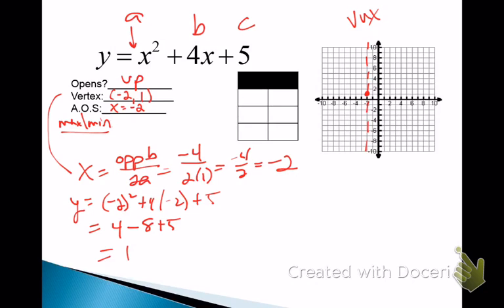And then we need the maximum or the minimum value. Well, since the parabola is opening up, it's going to be a minimum value, and the minimum value is y equals 1. So the minimum value is 1.